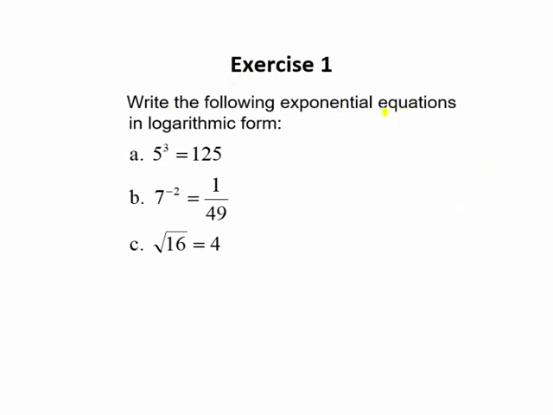Exercise 1. Write the following exponential equations in logarithmic form. How do we do that? You've got the base 5 raised to the third power and you get 125. So the log of 125 to the base 5 is 3, because 5 raised to the third power is equal to 125. Letter B: what is the result of 7 raised to the negative 2? It's 1 over 49. So the logarithm of 1 over 49 to the base 7 is equal to negative 2, because 7 raised to the negative 2 gives 1 over 49.